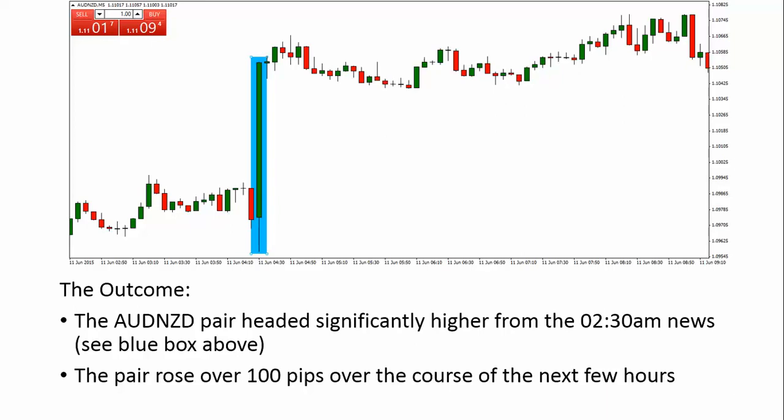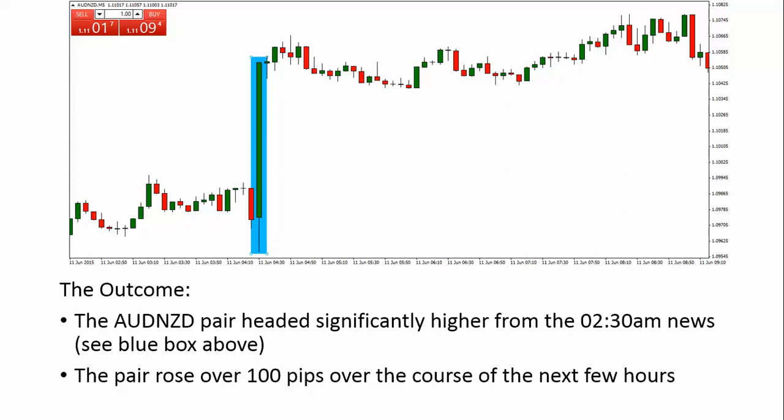And as we can see, the Aussie-Kiwi currency pair headed significantly higher from the 2:30 news, again London time. The pair rose over 100 pips over the course of the next few hours. Again, very, very one-directional movement. We want to get into that trade as soon as the news is released so we can maximize our gains from that trade.